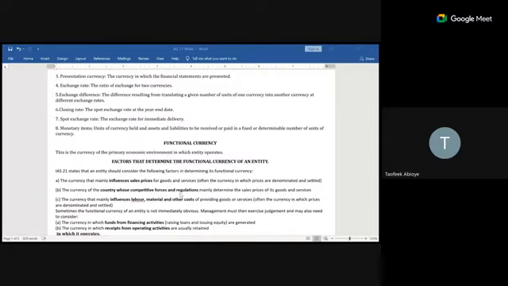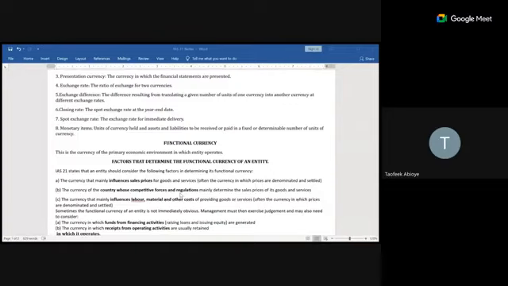Thirdly, the currency that mainly influences labor, materials, and other costs. When you want to recognize your revenue, there must be a cost of sales, and what makes up your cost of sales is your material, labor, and other costs. So the currency that influences your labor, direct material, and other costs will be your functional currency. Those are the primary factors.